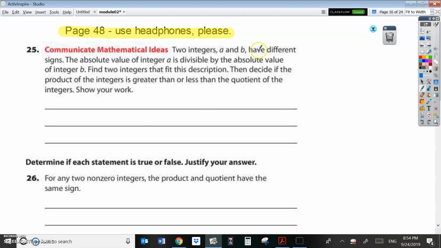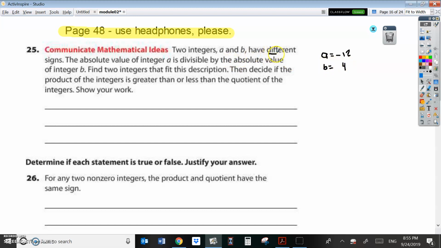Two integers a and b have different signs. The absolute value of integer a is divisible by the absolute value of integer b. Find two integers that fit this description, then decide if the product of the integers is greater than or less than the quotient of the integers. Show your work. So let's say that a equals -12 and b equals 4. Now let's check to see if it's true.